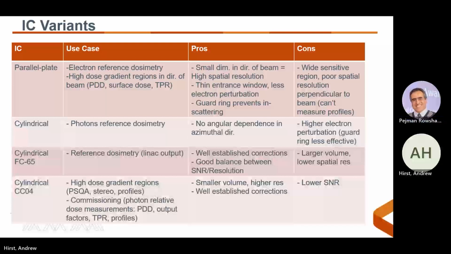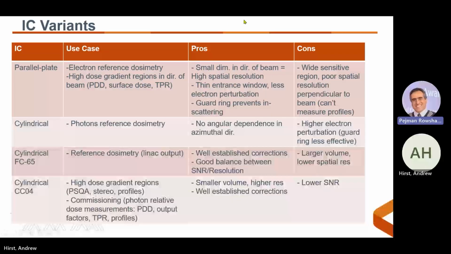So just starting with parallel plates, they're used for electron reference dosimetry. They're used in high dose gradient regions in the direction of the beam. So doing percentage depth dose measurements, calculating surface dose or tissue phantom ratios, which are terms we're going to learn about.